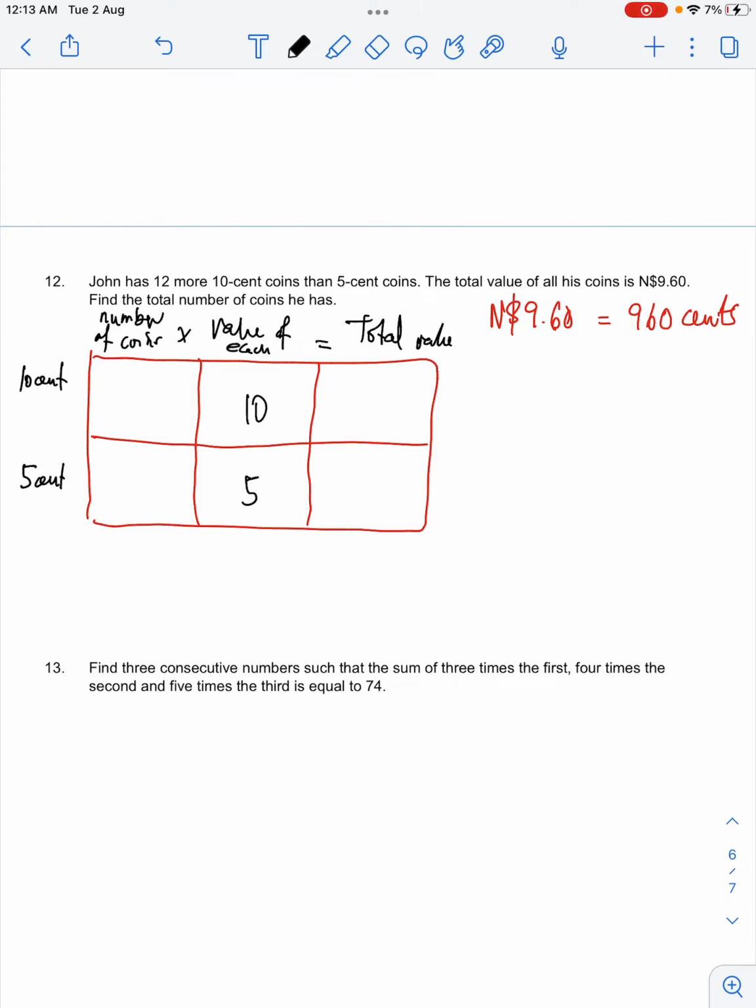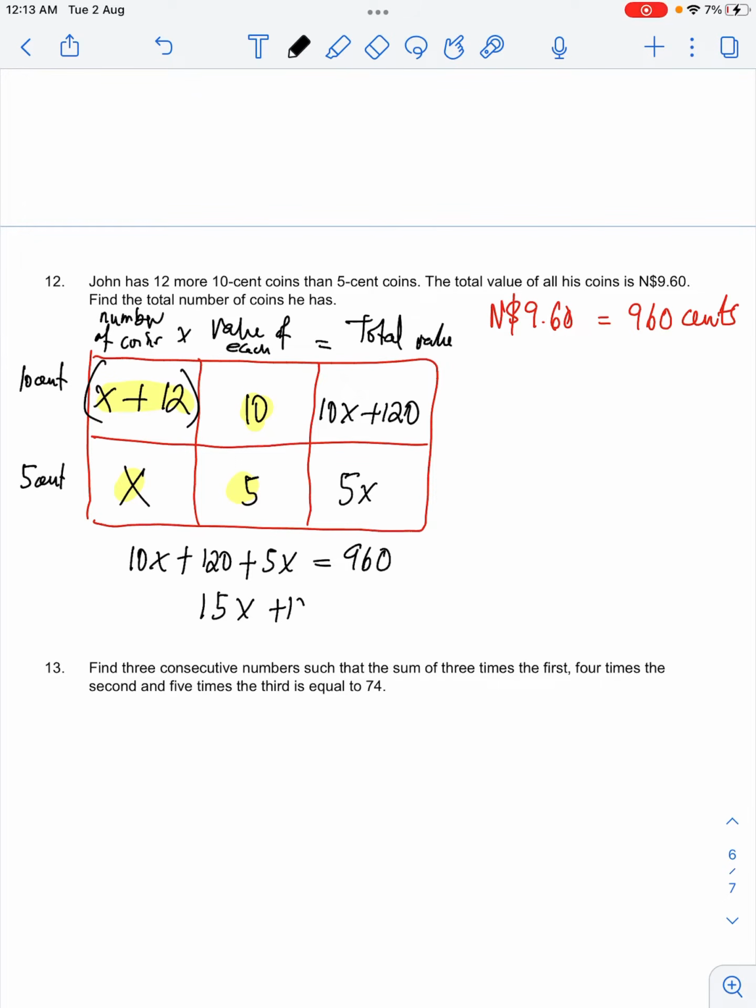So what do we know? John has 12 more 10-cent coins. So we don't know how many 5-cent coins there are, but we know that he has got the number of 5-cent coins plus 12. Am I right? 12 more than that. Okay, so of course you can put it in brackets because we're going to multiply. So that's going to be 10x plus 120 if you multiply this 10 with this whole bracket here. And if you multiply the 5 with that bracket, you're going to get 5x. Of course, you can create an equation where you now say 10x plus 120 plus 5x is equal to 960.